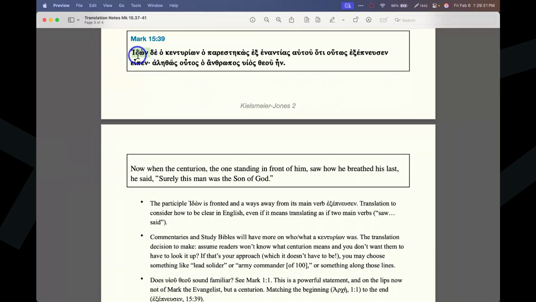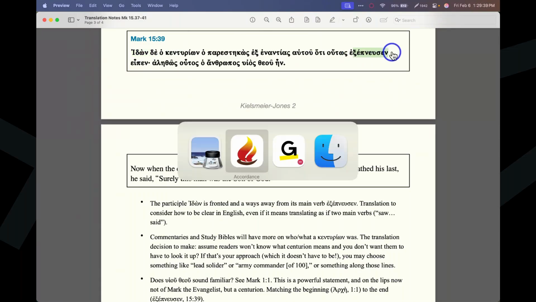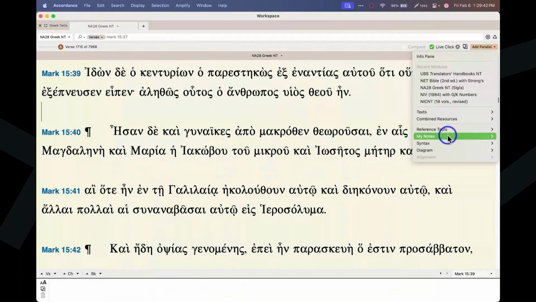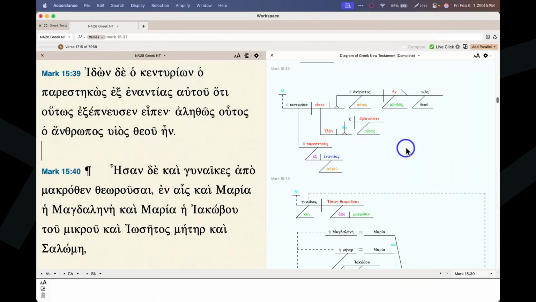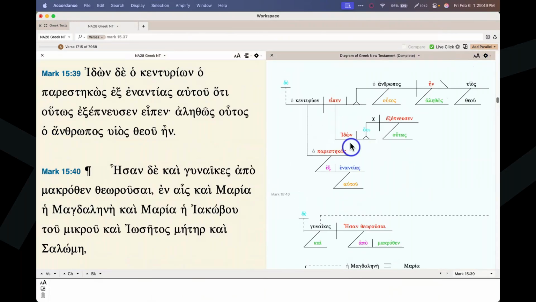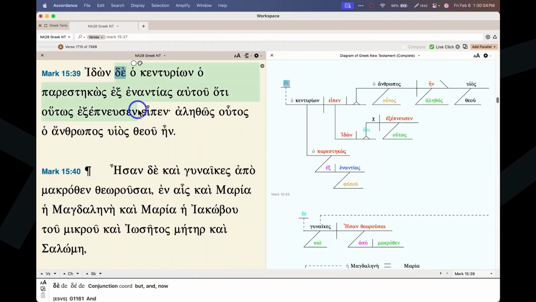You've got this idon as a participle, and so we would expect typically to see a main verb, which doesn't come until all the way over here. If I were to open the diagrams, which I will do right now, this is the add parallel diagram, Greek New Testament, you will see here that we've got this idon, and that as a verbal participle, it's modifying apen. So in seeing this, he said, but there's a lot of intervening material between the participle and the verb. We just can't do that in English. Our language just doesn't work that way, which is why maybe you start left to right, but ultimately you're going to have to think about word order.